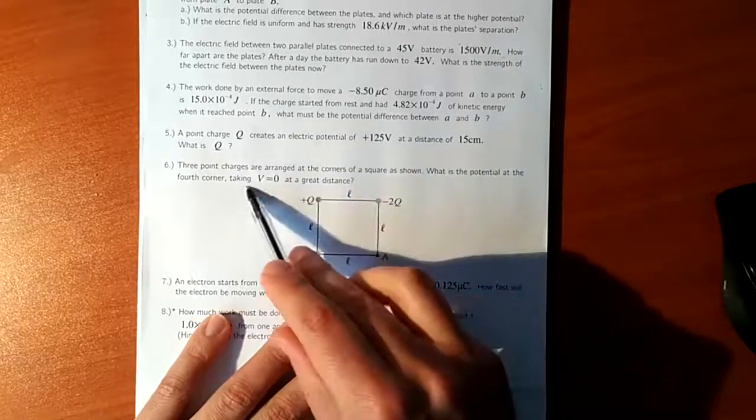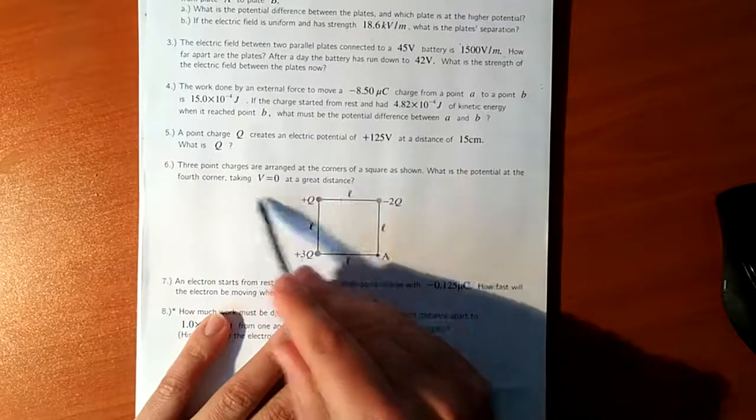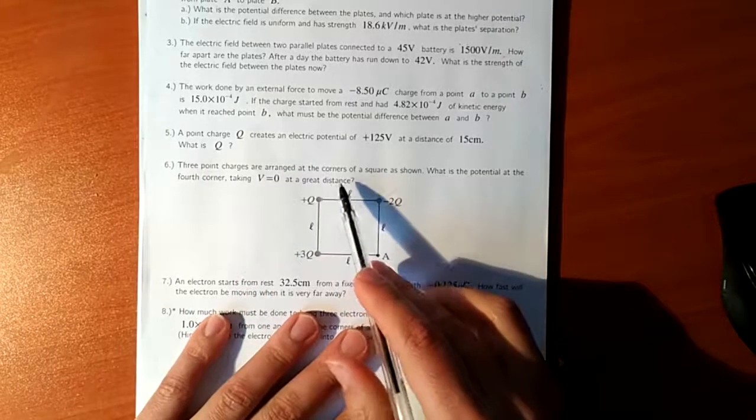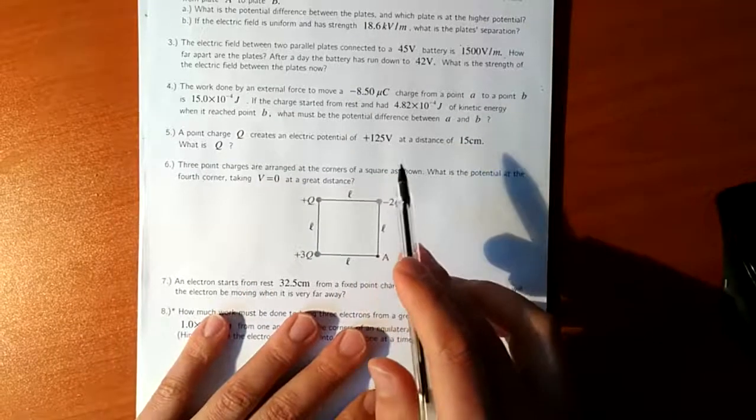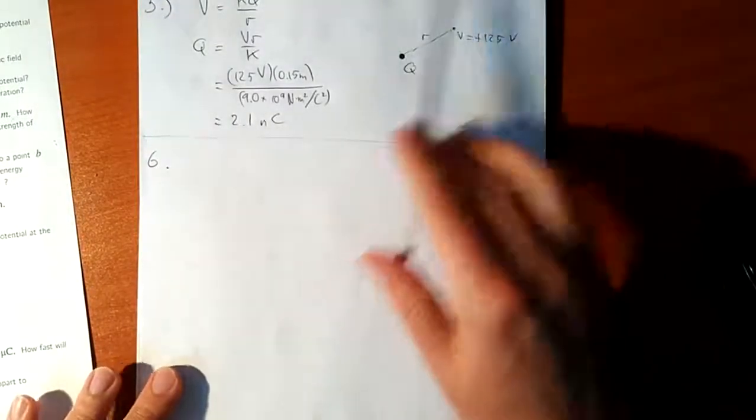And they also talk about taking V equals 0 at a great distance. Now this part, taking V equals 0 at a great distance, is just stating what we are already assuming for potentials around point charges. This is what I explained here: infinitely far away, the potential is taken as 0.